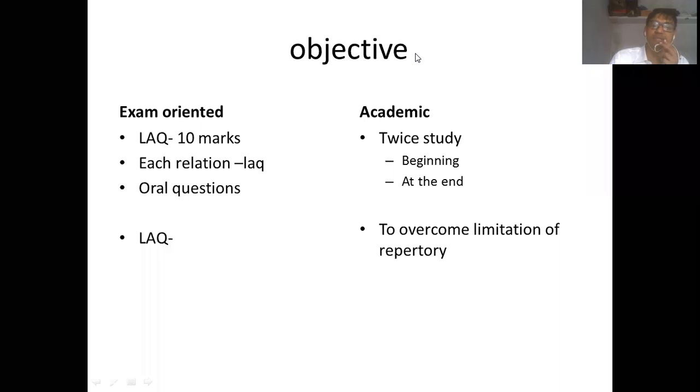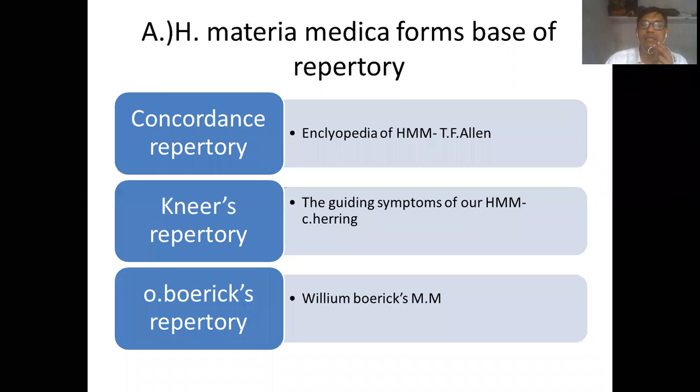And another objective is that this topic will really help you to overcome the limitation of homeopathic repertory. In previous lectures, we have seen how the user of a repertory should always overcome the limitations of repertory by complementing them with homeopathic materia medica. So, the first relation between repertory and homeopathic materia medica is that homeopathic materia medica forms a base of repertory.